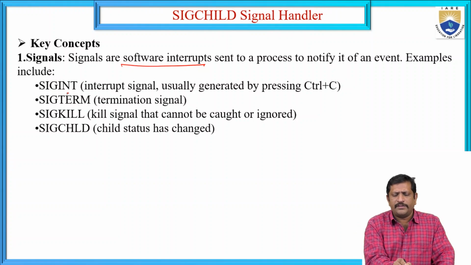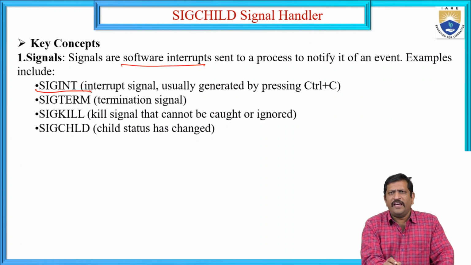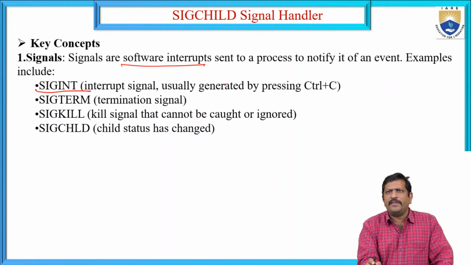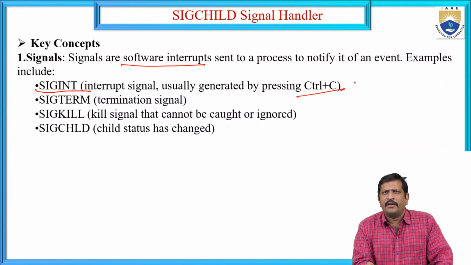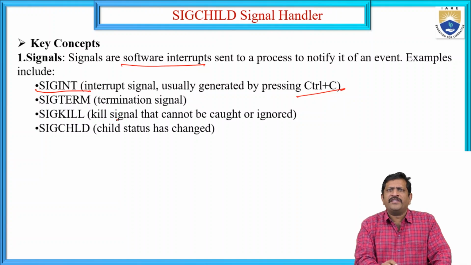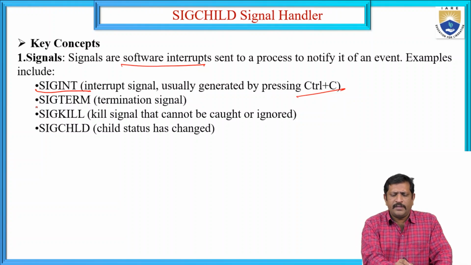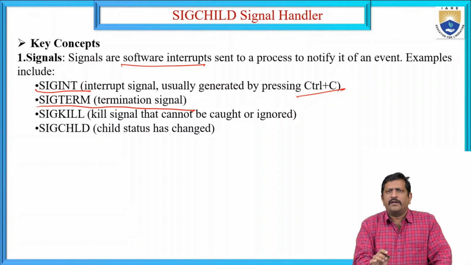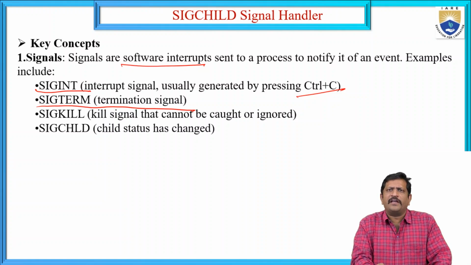SIGINT is the interrupt signal. It is usually generated by the Control plus C command. Here the SIGINT signal can be generated. Then SIGTERM is a termination signal. The signal can be used to terminate the process.